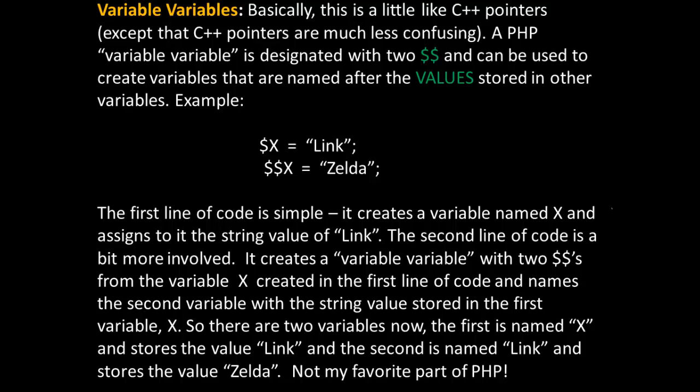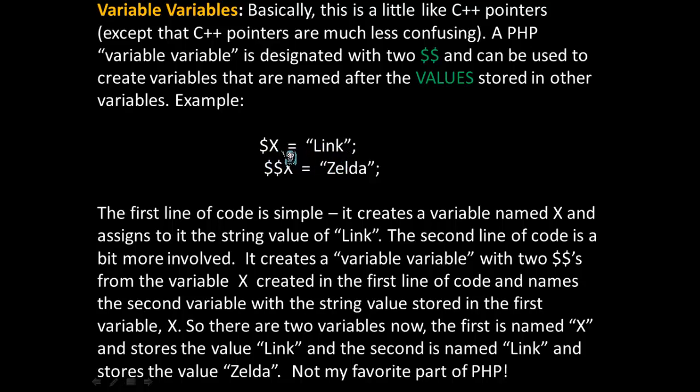If you look at the following example, we have a normal variable, x, that holds the value link. Then next we have a variable. In this case, it will create a variable that's named after the value of the first normal variable, x. Once again, I know this might be a little odd or confusing, so let's sort of re-summarize things. The first line of code is simple. It creates a variable named x and assigns to it the string value of link.